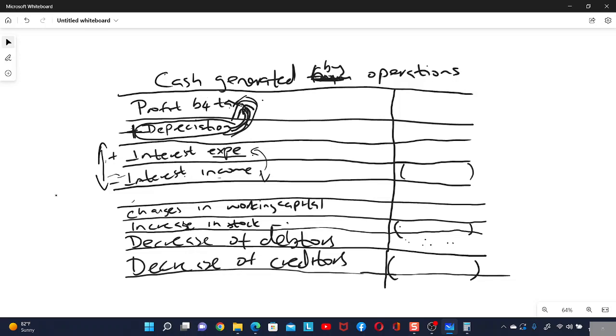A decrease of debtors. So if there's a decrease in debtors, it means that our debtors are paying us. So we don't have to put the brackets. And then the decrease in creditors. So if our creditors are decreasing, it means that the business is paying its creditors. So meaning there is an outflow of cash. So when there is an outflow of cash, we need to show that in brackets.